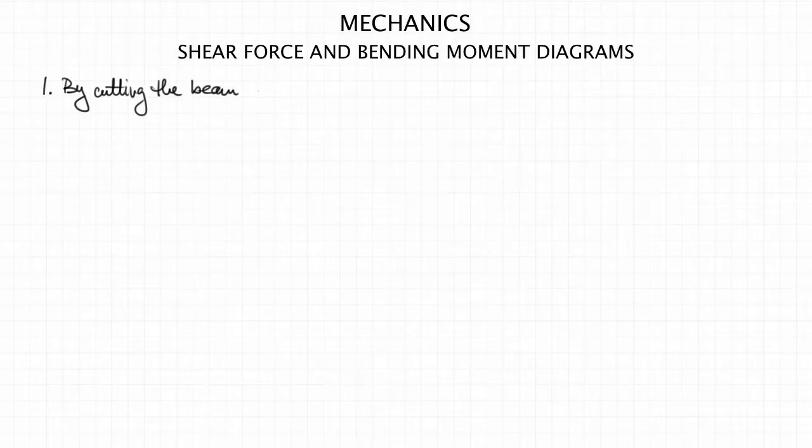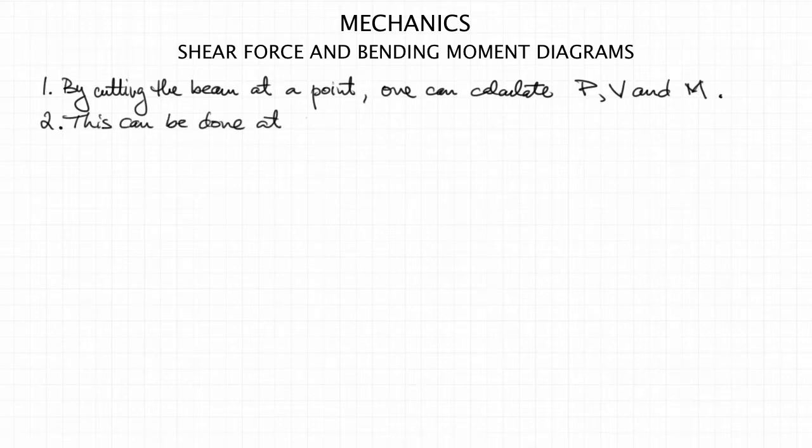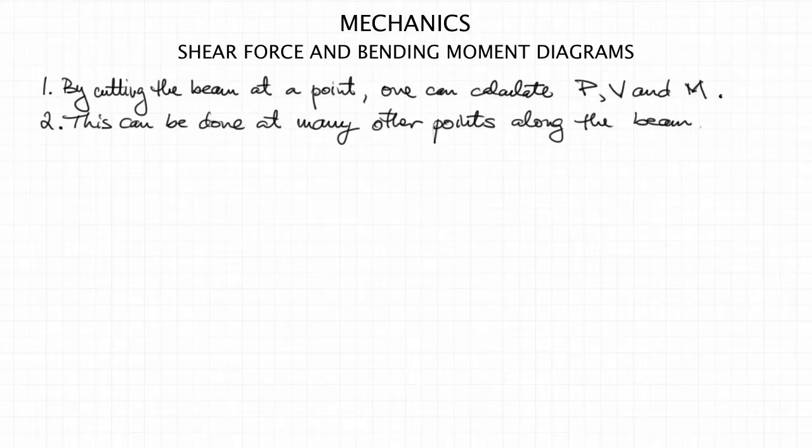Now, by cutting the beam at a point and drawing the resulting free body diagrams, one can calculate the internal forces, the axial force, the shear force and bending moment at that specific point. If we're interested to see what's happening at other points along the beam, we can repeat the procedure at the other points and again calculate the internal forces in the beam at those points.